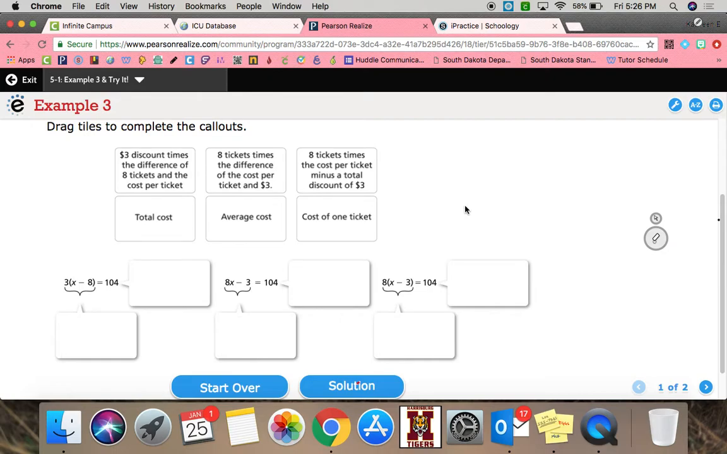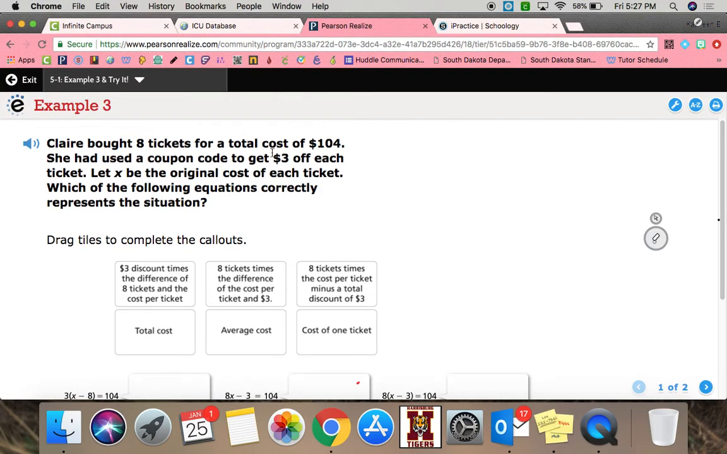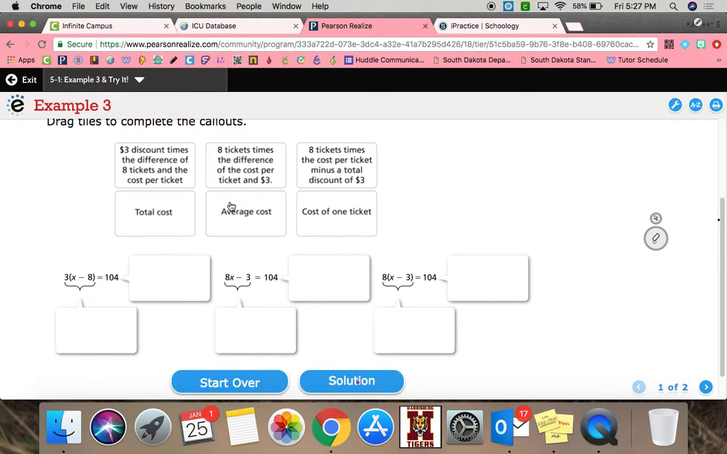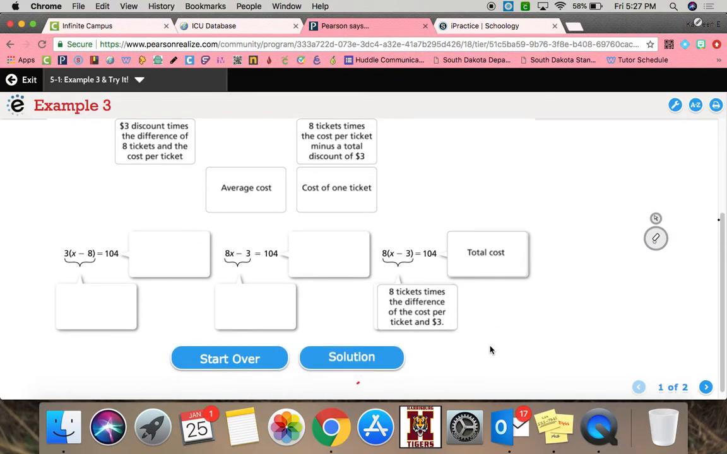Okay, well, we know she bought 8 tickets. So we know it's either this one or this one. And did she lose $3 off the total or $3 from each ticket? Well, she got $3 off each ticket is what it says here. So we know it's this equation here. And we know the total cost is $104. It's either one of these: 8 tickets times the cost per ticket minus a total discount of $3. No, it was 8 tickets times the difference of the cost per ticket and $3.